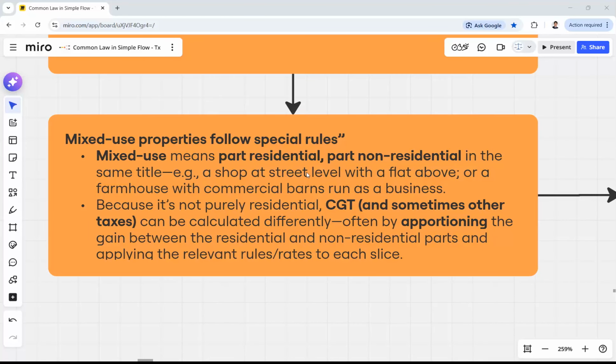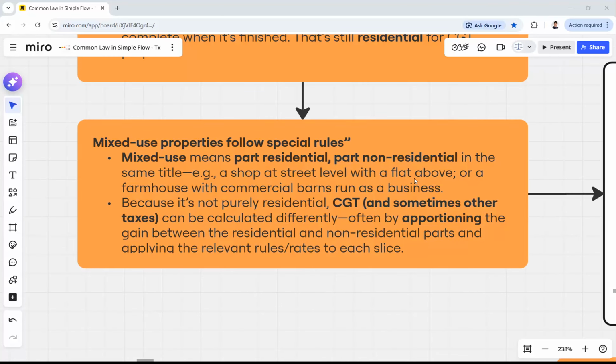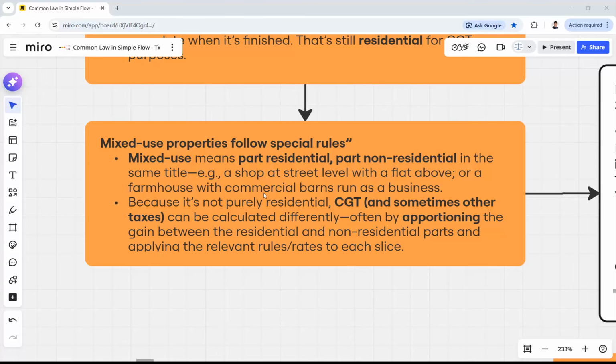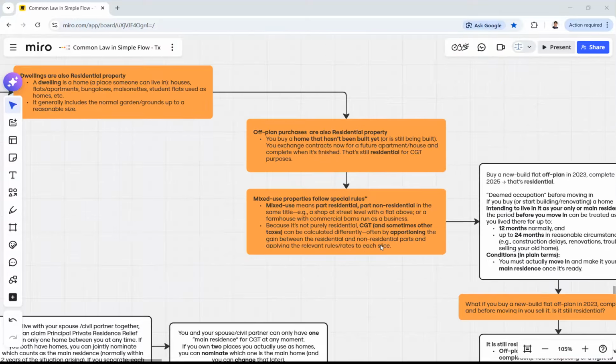Mixed use means part residential, part non-residential, in the same title, for example, a shop at street level with a flat above, or a farmhouse with commercial barns run as a business. Because it's not purely residential, CGT and sometimes other taxes can be calculated differently, often by apportioning, dividing the portion of the gain between the residential and non-residential part and applying the relevant rate to each slice.